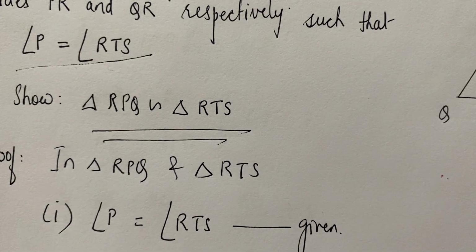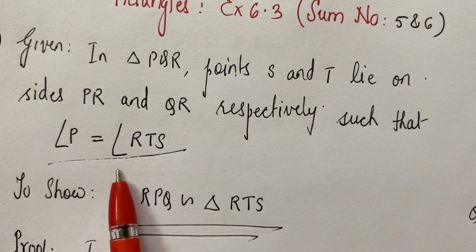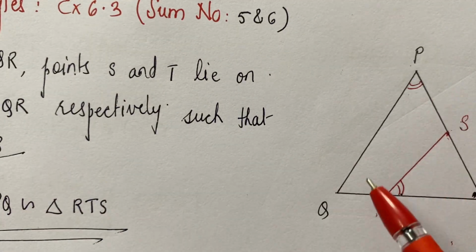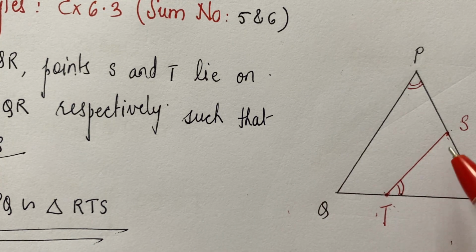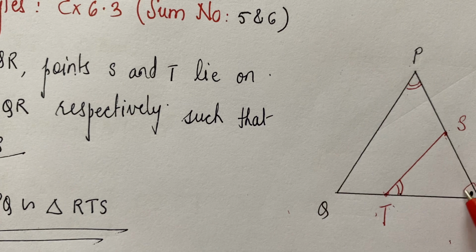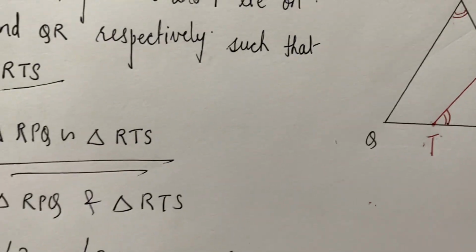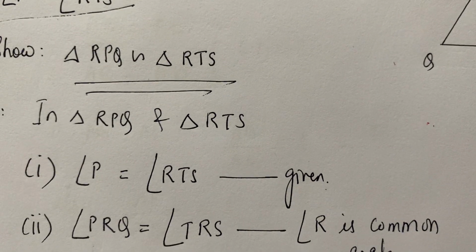Now if you have to prove these two triangles similar, one condition is already given to us, that angle P is equal to angle RTS. Now if you have a look at the two triangles PRQ and TRS, which angle is common here? Angle R is the common angle. So the two triangles will be similar by which test? They will be similar by AA test.